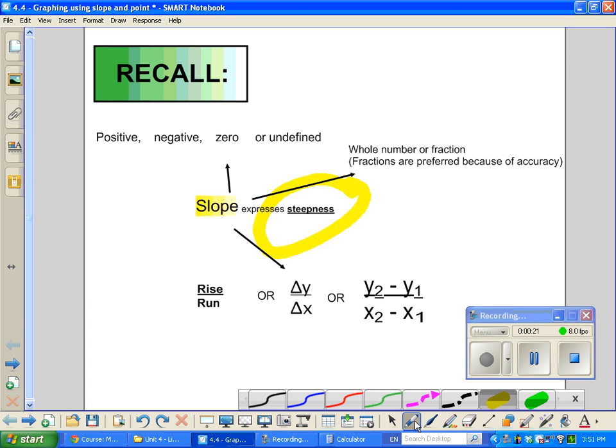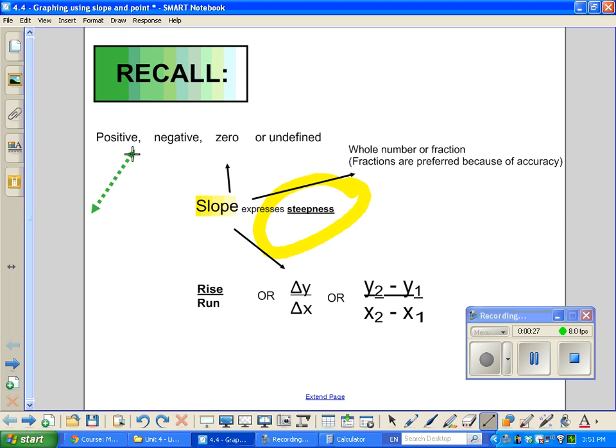Slopes could be positive, negative, 0, or even an undefined number. Remember that a positive slope kind of looks like that, going up left to right. Negative slope going down left to right. A 0 slope looking like a horizontal line. An undefined slope looking like a vertical line. Slopes could also be whole numbers or fractions.